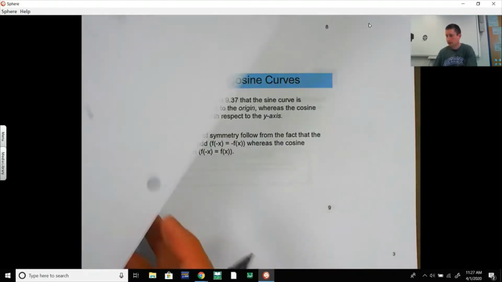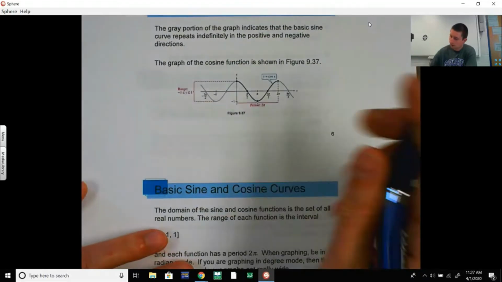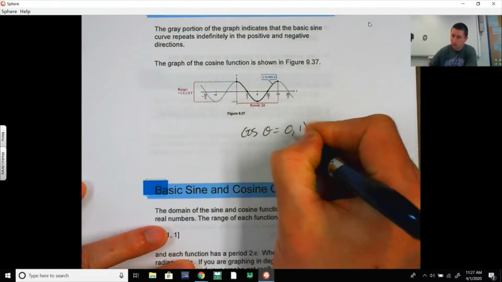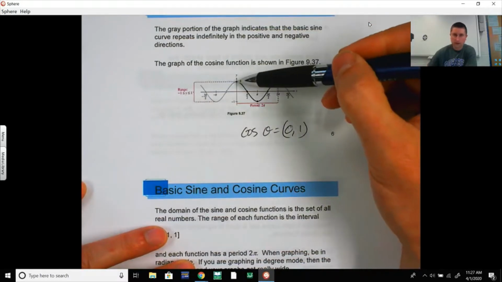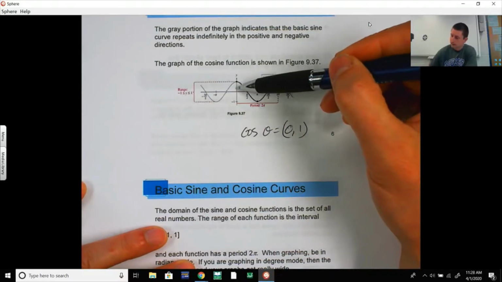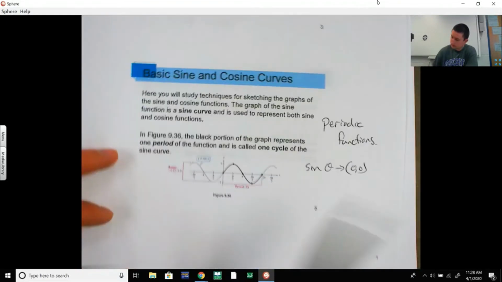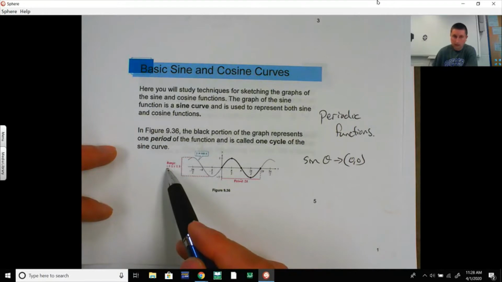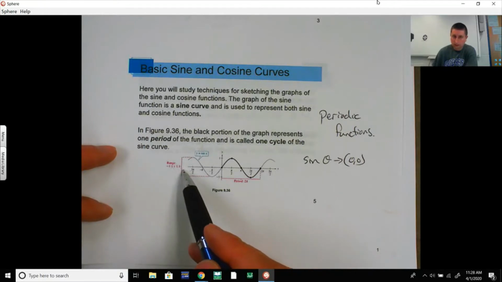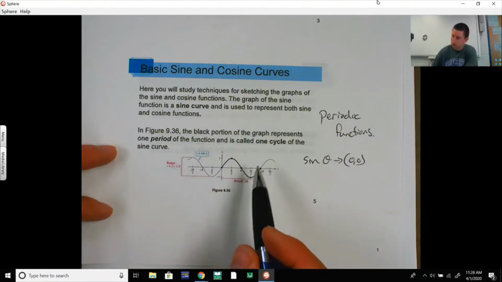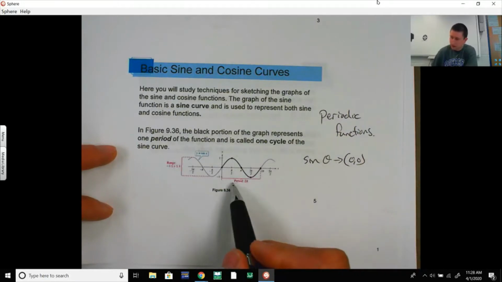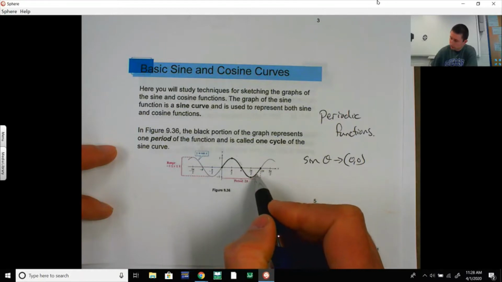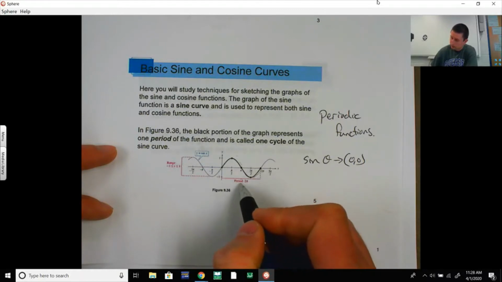And so here's your cosine graph. Cosine of theta is going to include the point 0, 1. So cosine, I always say, starts high, and the sine starts at the origin. The range for these is from -1 to 1, just like on the unit circle. The period is 2 pi. If you go one full revolution around, that's 2 pi. So that's what the period is.